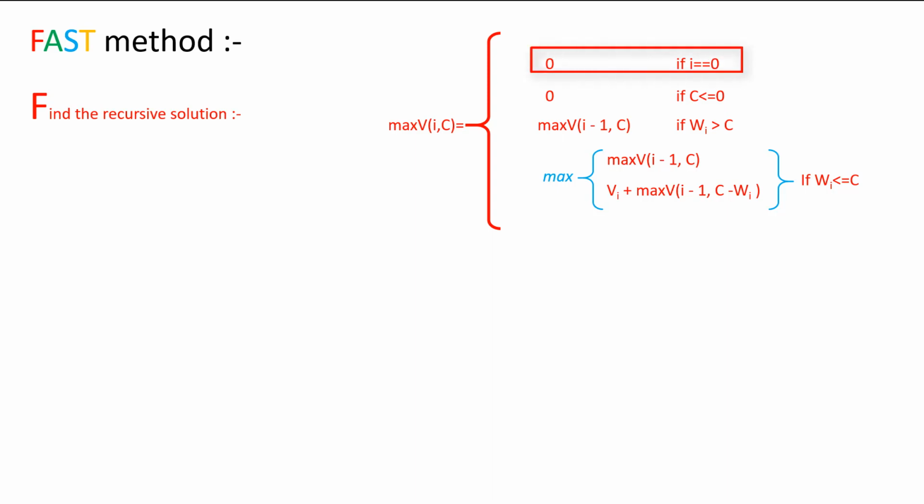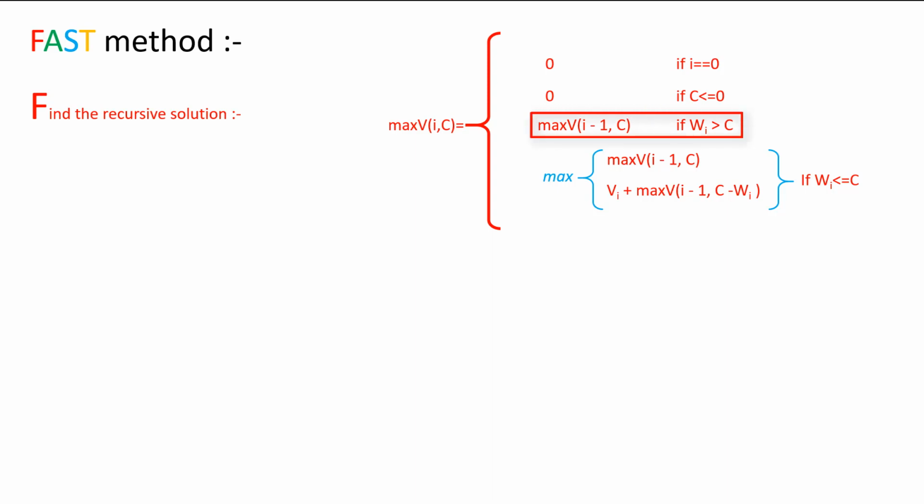If there is no item, what is the maximum value you can get? It's 0. If capacity is less than or equal to 0, then the maximum value which you can carry along with you is 0, right? If the item weight is greater than the capacity, what are you going to do? You are going to reject that item.